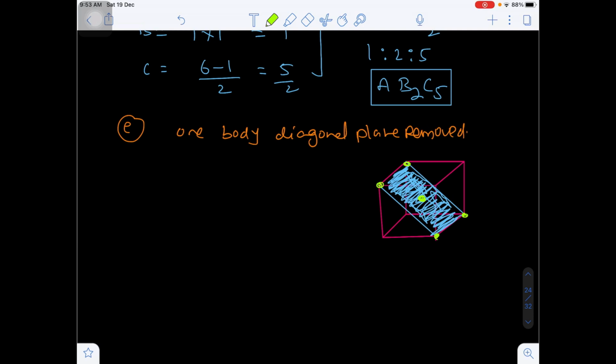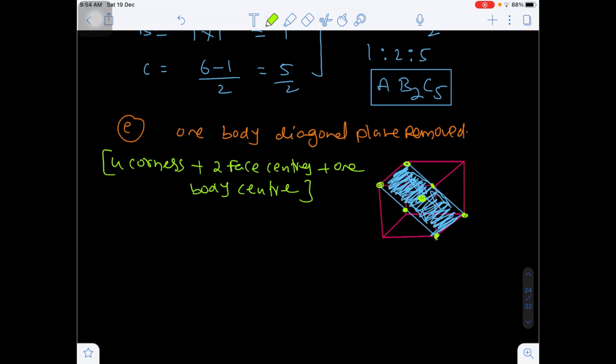And one more important thing, we are also removing two face center particles. This is a face center particle, and this is a face center particle. Are you getting my point? That means when we remove the body diagonal plane, we remove 4 corners, 2 face centers, and one body center. Are you getting my point?